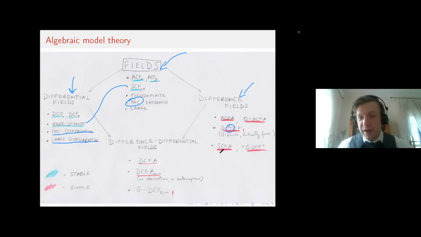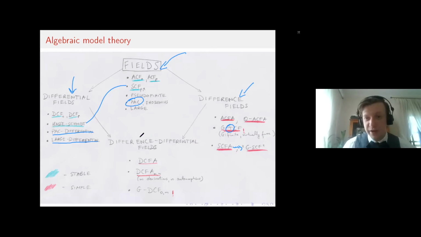Then you have SCFA, which is separably closed fields with an automorphism. So actually it's a field with a distinguished p-basis and one automorphism which preserves this p-basis. And then there is a generalization where you have also fields with a fixed p-basis and group action by automorphisms of a group G, which also fixes this distinguished p-basis. Okay, so that's the setup above.